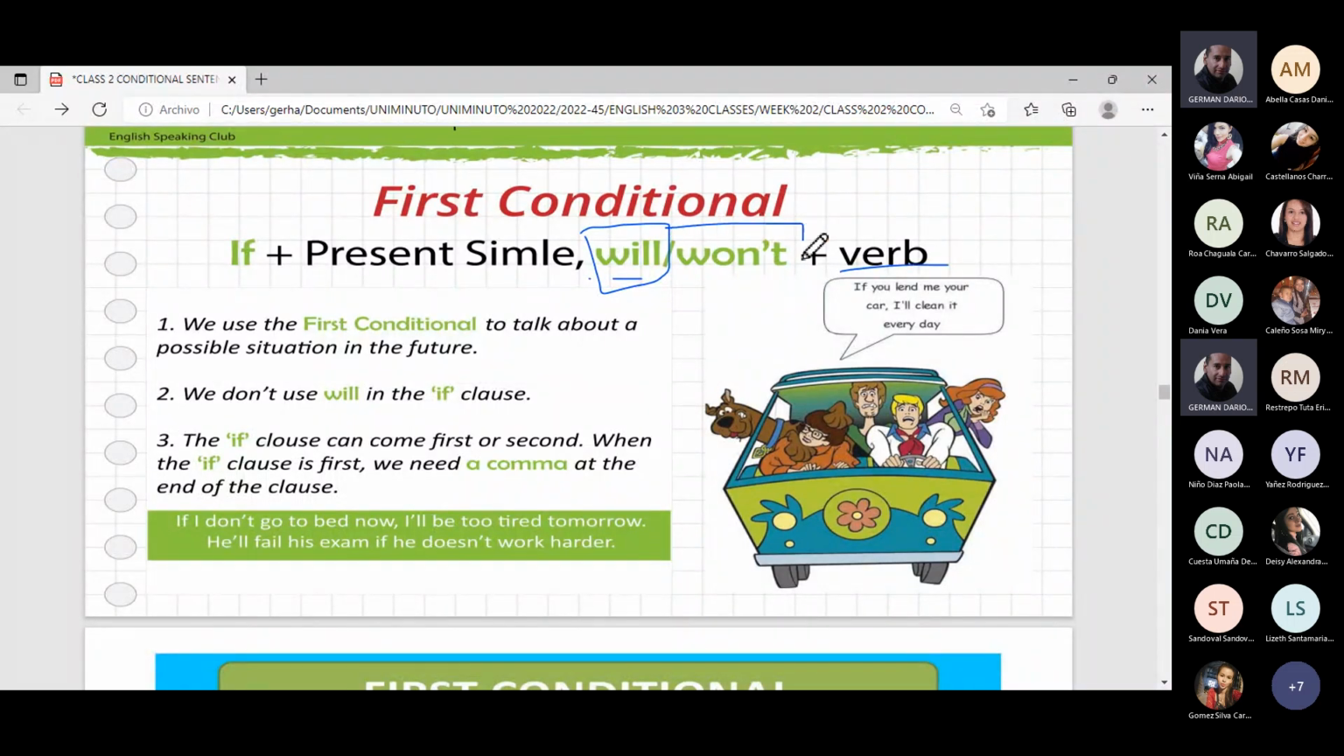And won't is the negative. Okay, remember that won't is will not. Will not is the same as won't. Es lo mismo, ¿no? Pero está abreviado. Won't.